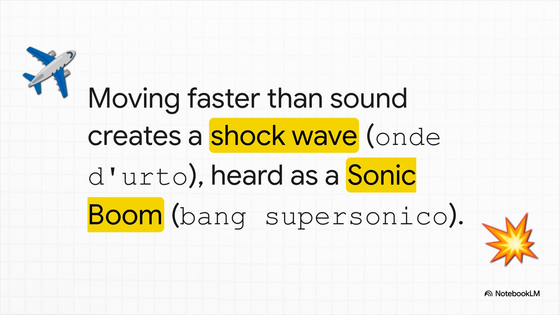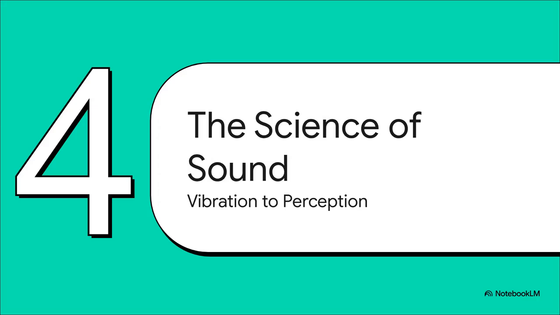The jet is literally outrunning its own sound, and all those waves it's creating get piled up into this one massive wall of high-pressure air. And when that wall, that shock wave, passes by you on the ground, you hear it as a single explosive sound, a sonic boom.